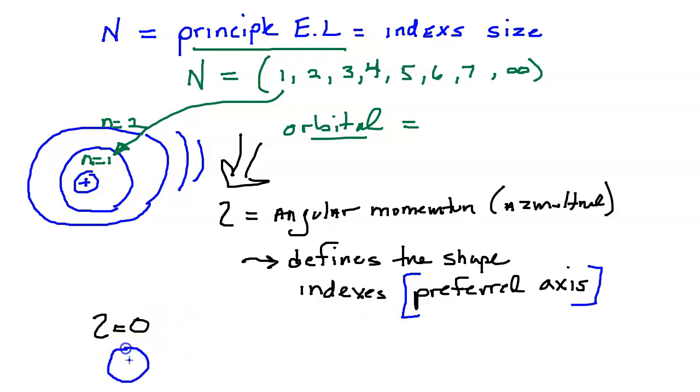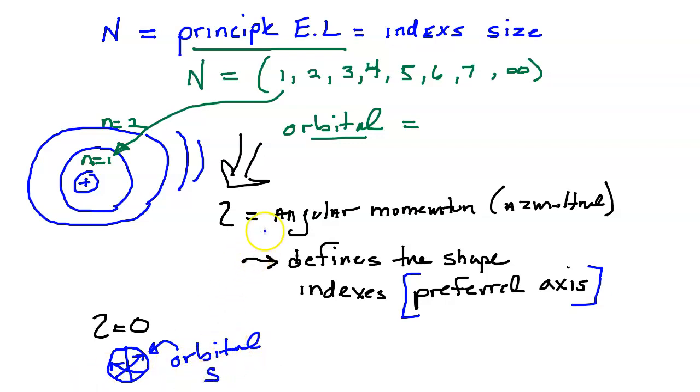is a sphere. What's the preferred axes? Is it this way? Is it this way? I can draw segments in all directions. There's no preferred axes if you're a sphere. So anytime L equals 0 from the quantum numbers, then we know we're dealing with a spherical orbital. Remember, an orbital is an exact place. So this is a spherical orbital, and we call this spherical orbital an s orbital.